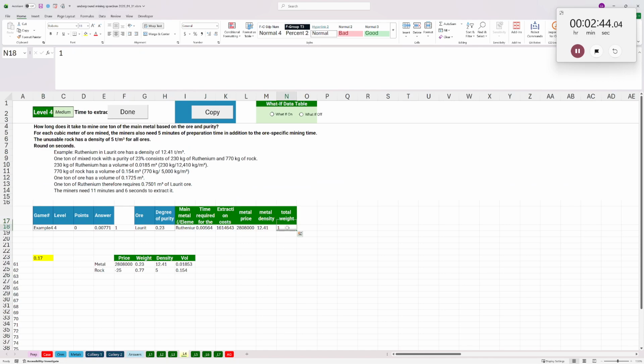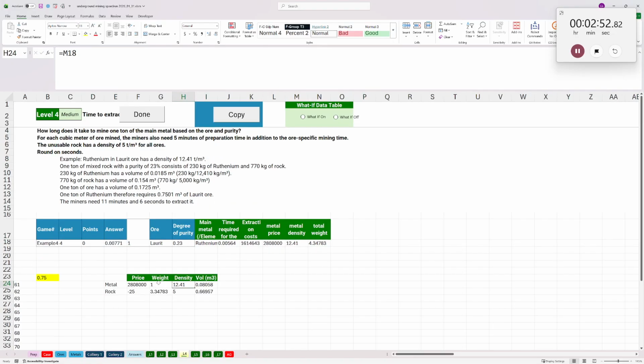All right. Here I'm going to change the total weight. So instead of being 1, it's going to be 1 over this, because that's going to give me 1 ton of the metal, which is what this question's specifying. So now I should have everything I need. What am I looking for? The time to extract it.